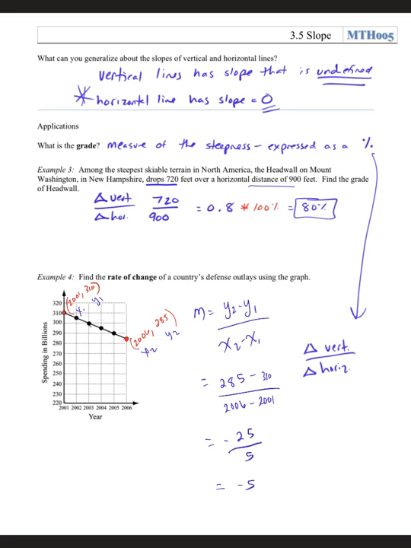Now we have to answer it in terms of what the graph is giving us. So it's going to be negative $5 billion per year, or it decreases $5 billion per year.